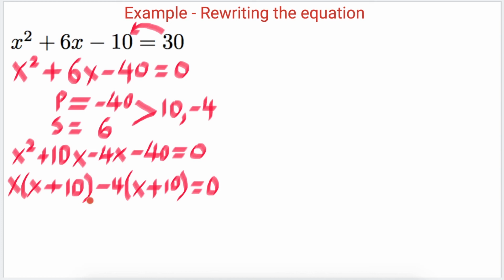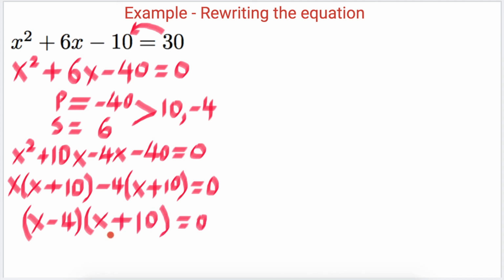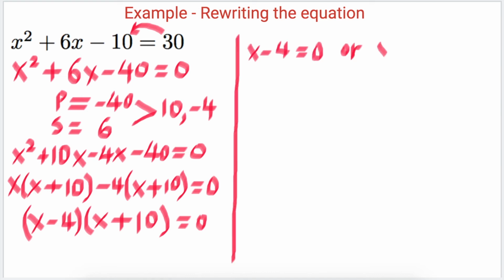We're going to take x and negative 4 and put them in one parenthesis, and x plus 10 goes into the second parenthesis equal to 0. And then all we need to do now is to set each parenthesis equal to 0. So x minus 4 equals 0, or x plus 10 equals 0. And then we can solve these linear equations using one step, and we have x equals positive 4 and x equals negative 10. So these are the solutions of this quadratic equation.